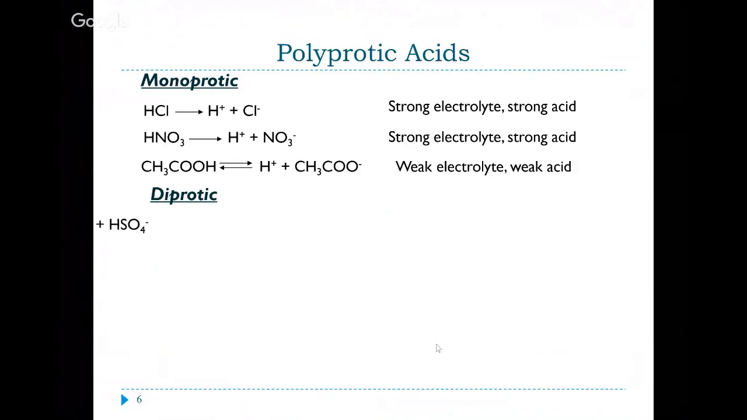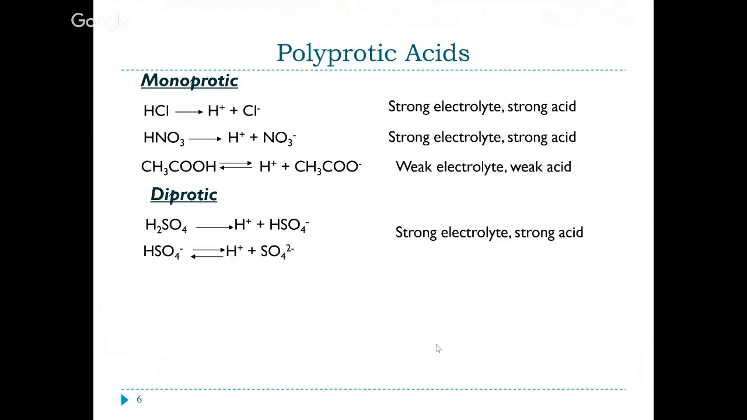Diprotic means two protons can potentially be given up, but they always happen in a stepwise process. The first dissociation from sulfuric acid is a strong electrolyte because it's a strong acid. However, the next proton, when it dissociates, is considered a weak acid because the arrows show us that it goes back and forth, which means that it stays together more often than it is separate.